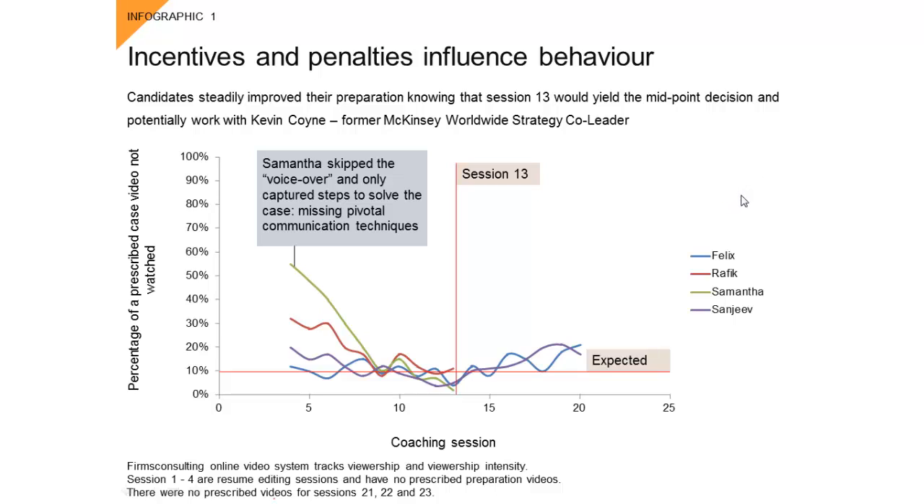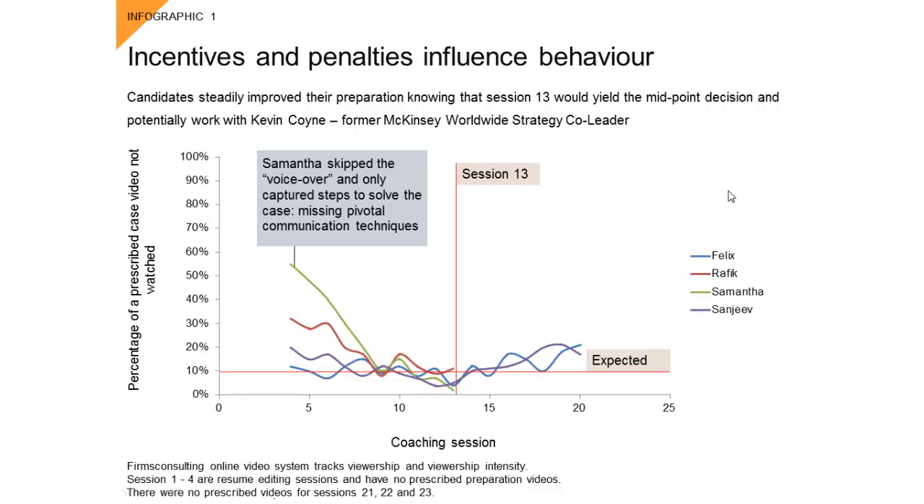So this is an interesting slide because we had a lot of the training videos that we gave to candidates. We gave it to Felix, Samantha, Rafik to watch before the session began. That's called a case video library. You would have access to that as well, and you could see what they watched before the session. Now, we used a system called Wistia to track usage. The system could tell us who logged in, when they logged in, which part of the video they watched, how many times they watched it, and what the watching intensity is.